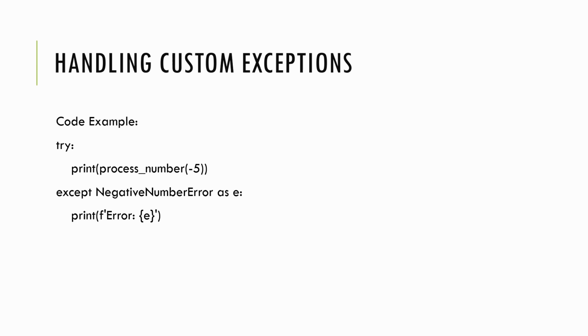In this example, we attempt to process the number -5. Since negative numbers are not allowed, we raise the NegativeNumberError exception. This exception is caught in the except block, where we print the error message: "Error: Negative numbers are not allowed."